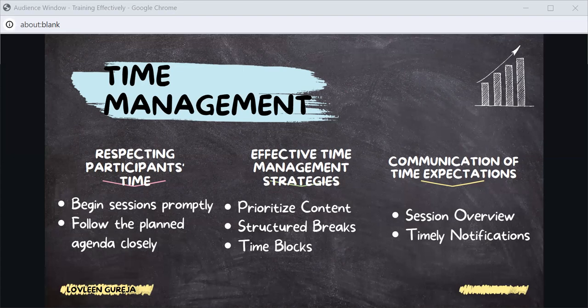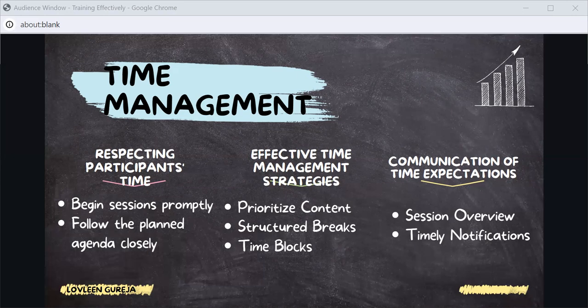Okay? Structured breaks. Integrate structured breaks. Allow participants to refresh. Short breaks can enhance concentration. It prevents them from getting fatigued. It also ensures engagement. Divide the time. So time blocks. Divide the session into manageable time blocks. Assign specific durations to each segment. This helps them maintain a steady pace. It helps you also to maintain a steady pace, right? To ensure that the coverage of the entire material happens.